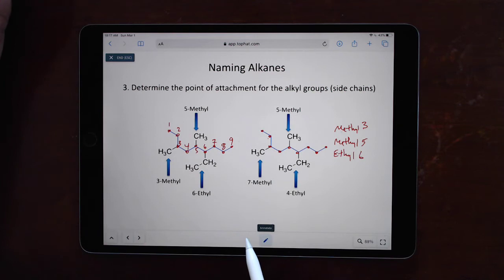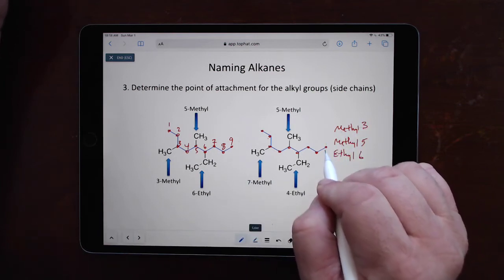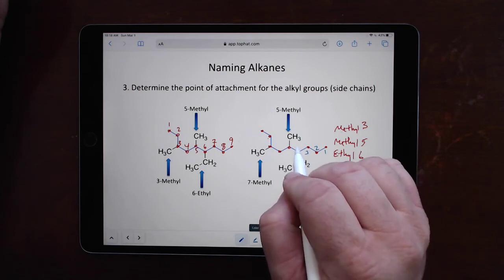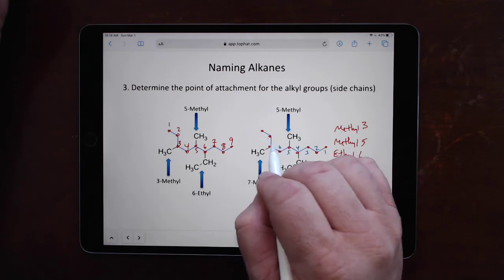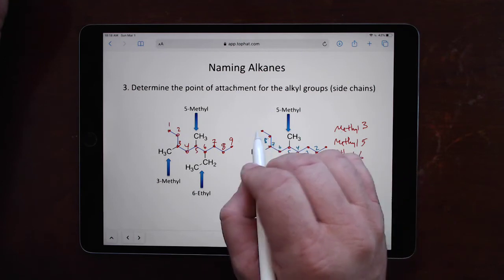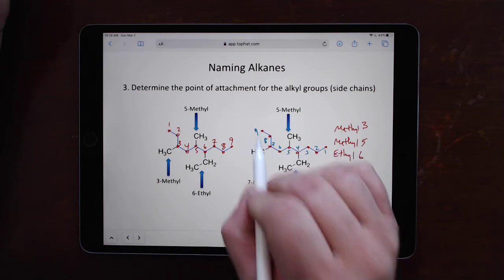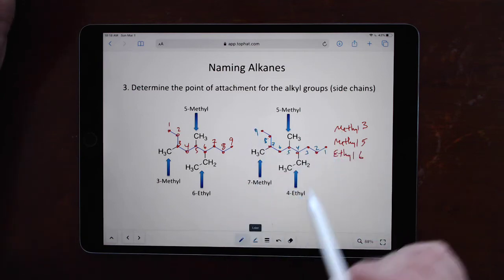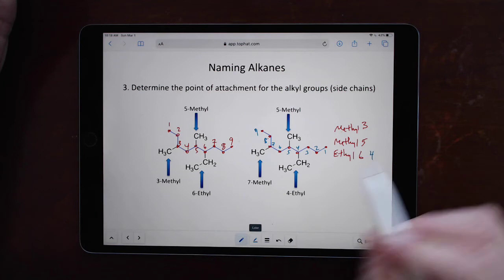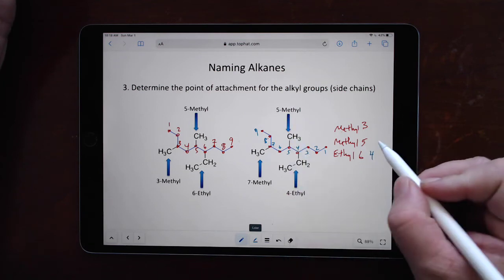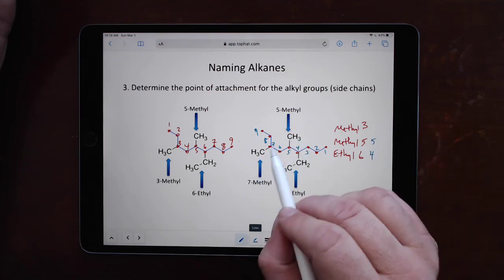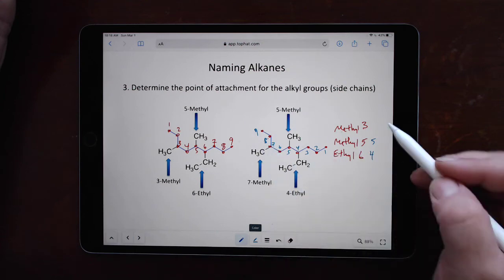Now, if we did it the other way, if we said this was 1, 2, 3, 4, 5, 6, 7, 8, 9, sorry, that's really bad. Now the ethyl group is hanging off of 4. This one would be hanging off of 5. And then this one would be hanging off of carbon 7.